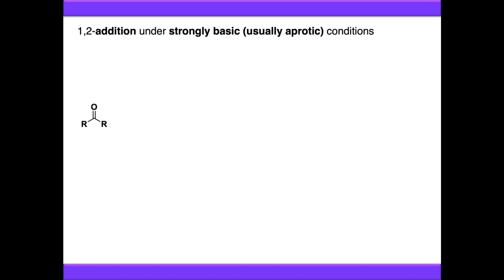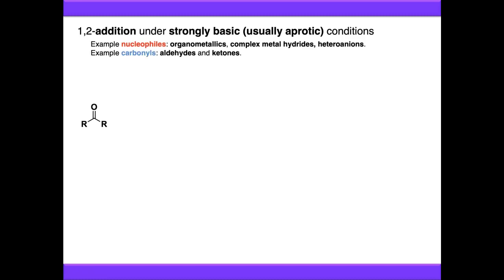under strongly basic, usually aprotic conditions. And that's because we're using very strong nucleophiles like organometallics and complex metal hydrides, which generally don't tolerate protons being around in the flask. Also, to get a 1,2 addition reaction rather than a substitution, we're going to have to use carbonyl compounds like aldehydes and ketones, which don't have any built-in good leaving groups.